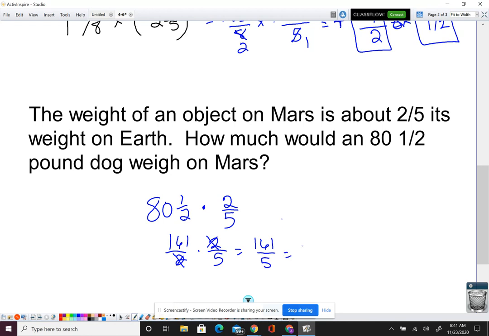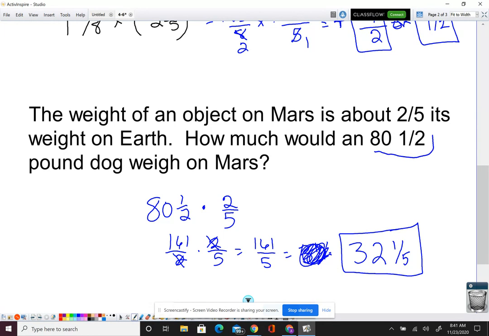5 goes into 161 3 times with 11 left over. What am I talking about? 5 goes into 16 3 times. You bring down the 1. 5 goes into 11 twice with 1 left over. So 32 1/5. So you start out with an 80 1/2 pound dog, and on Mars he would weigh 32 1/5 pounds.